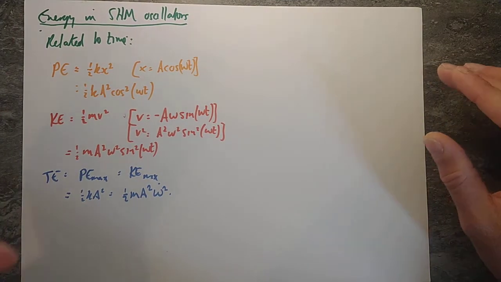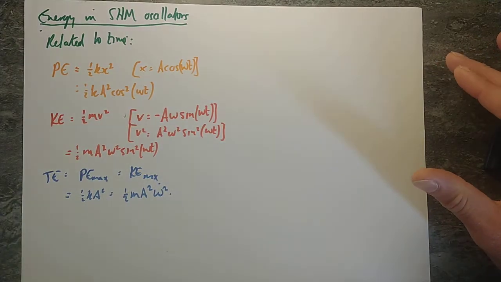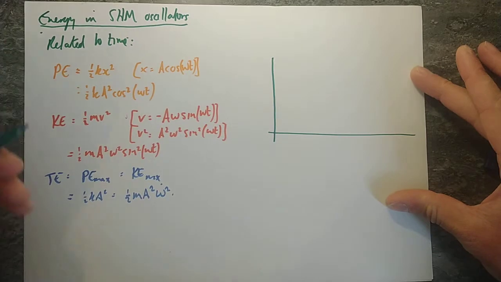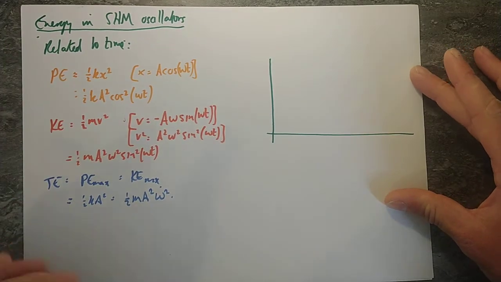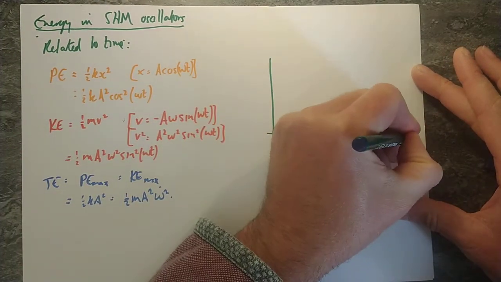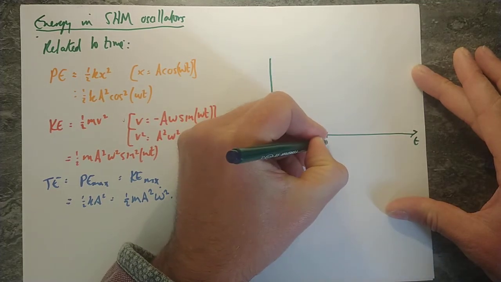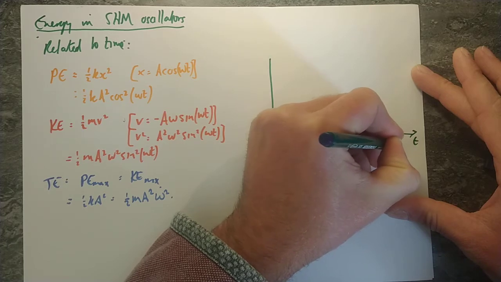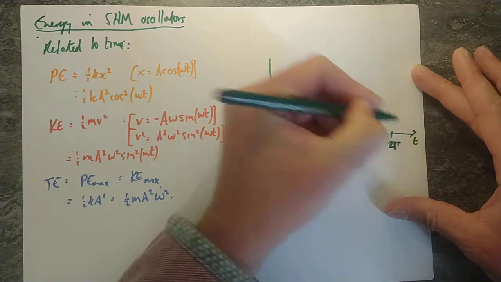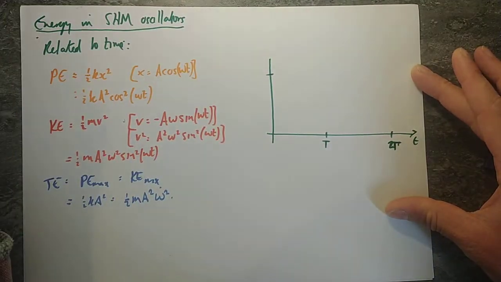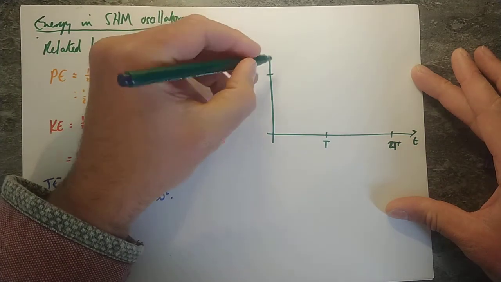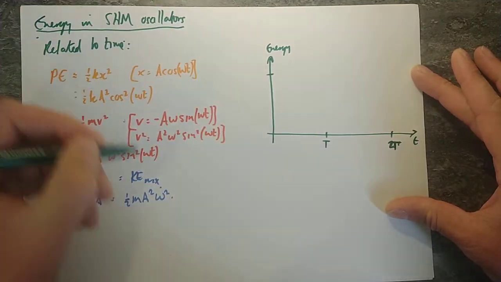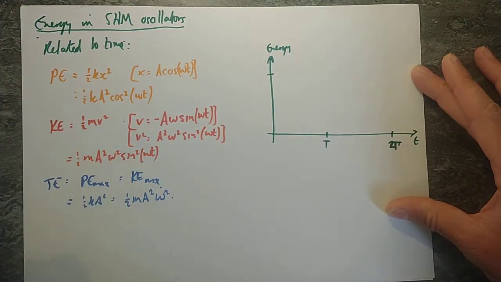So the difficult bit with this, I think, quite often is plotting the graph of this. So we're going to plot a graph here, and I'm going to plot time on this axis. So I'm going to plot two important points. I'm going to plot T, and I'm going to plot not 2 pi, 2T, and then energy on this axis, and this is equal to that total energy here.